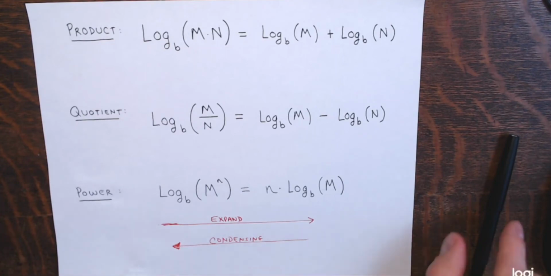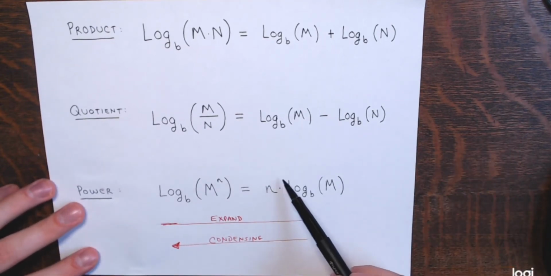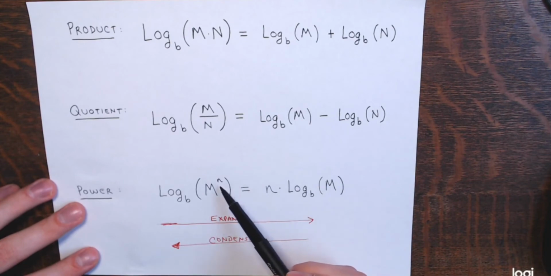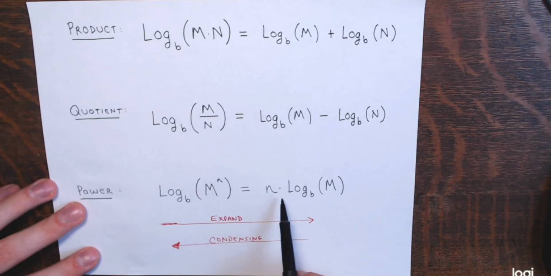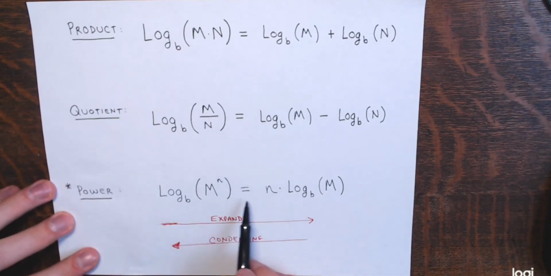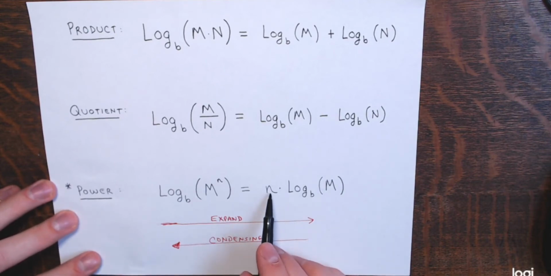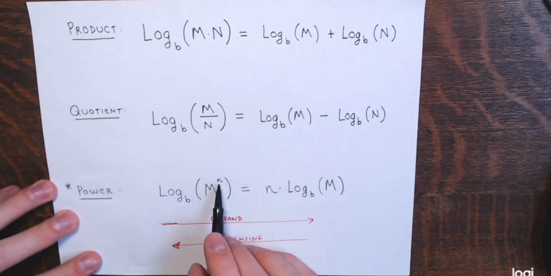So now when you see a number times a logarithm, put that number inside as a power. And I would suggest using this property first. Put a little star next to it. We're going to use this property first in condensing. If I see any numbers that are coefficients of a logarithm, I'm going to put those numbers inside as the power, the power on the input.